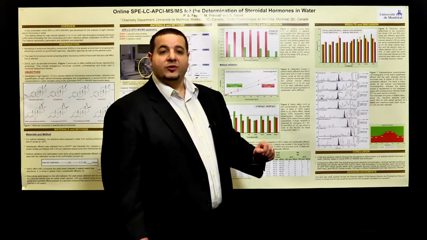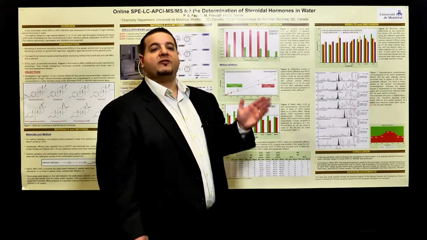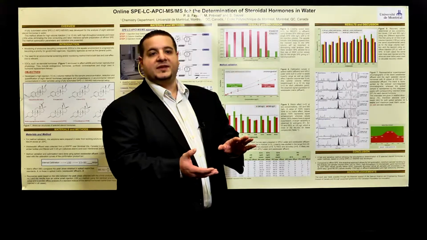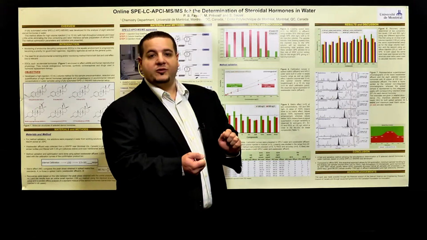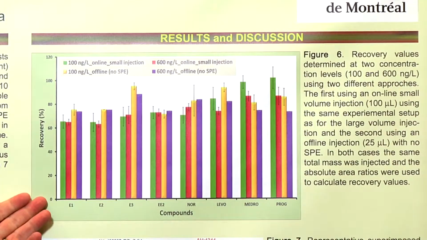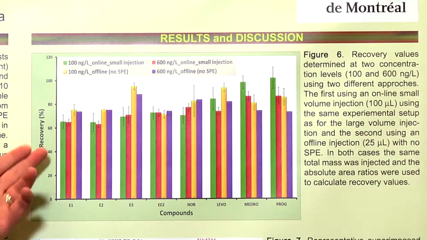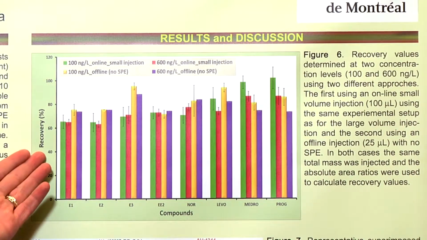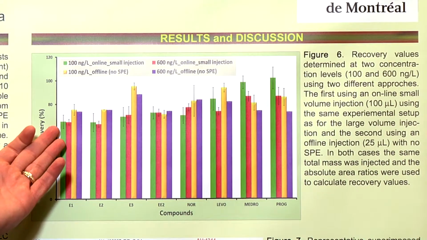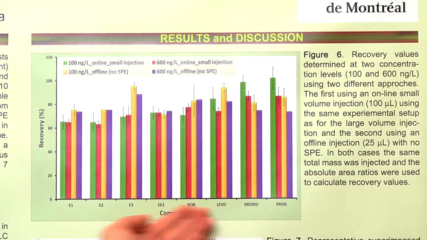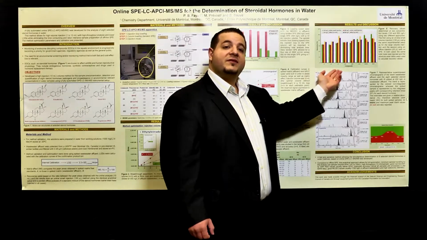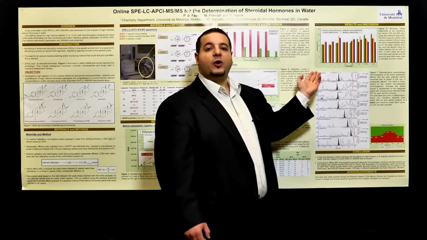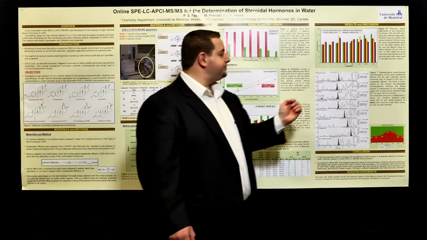We also tested recovery. So recovery is important. Why is it important? Because if we have more compounds going into the system, more mass, we can lower limits of detection. So we're trying to get 100% recovery if we can. In figure 6 here, which you can see is the recovery values, tested 2 different methods here and also 2 different concentrations. Globally, what happens here is that for recoveries between 65 and 100 for different compounds, with the estrogens having a bit less recovery than the progesterone, which is expected because they're slightly more polar than the other compounds that we're studying.